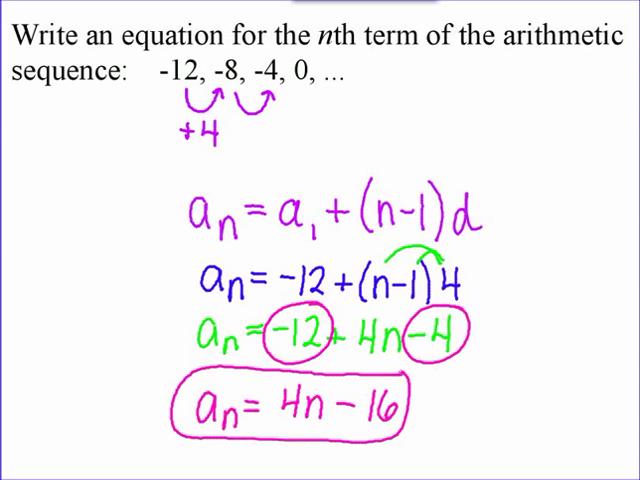Now, just for kicks, let's say we wanted to find the 50th term. Do we want to keep writing out 4, 8, 12, 16, 20? No, because that's going to take us a while. So what would be a way that I could find the 50th term? A sub 50 equals... Put 50 in for n. So if you wanted to find the 50th term, I'm going to put 50 right here. So I'm going to take 4 times 50 and then do what? Subtract 16. Very good. So 4 times 50 minus 16 is what? 184. So that's my 50th term.